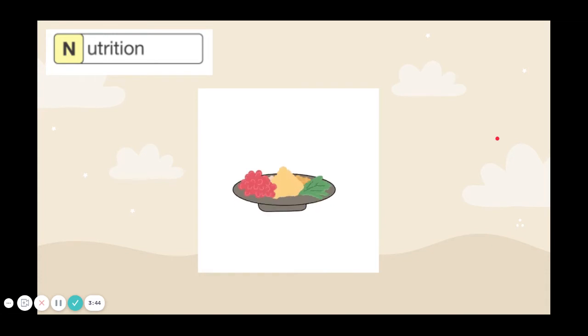The next word is, my turn, nutrition. Nutrition. We've learnt a bit about nutrition when looking at healthy eating. So if a living thing needs food to survive, then that makes it living. So as humans, we eat food, and plants, they need to get nutrients from the ground.